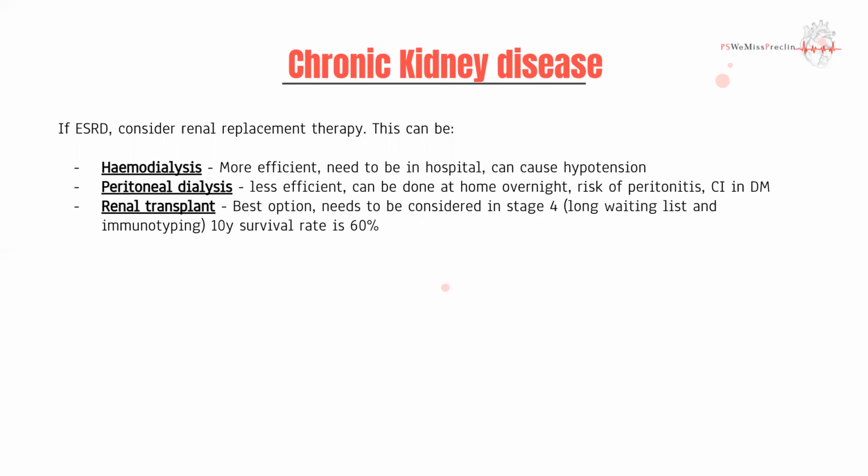Lastly, we have renal transplants, which are the best option, obviously very hard to organize, and they need to be considered in stage 4 because there's a long waiting list and immunotyping, and you have to undergo a whole bunch of testing for different compatibility markers, serology, and so forth. So we try to plan this as far ahead as possible if we can. And the 10-year survival rate for renal transplant is 60%, which is relatively good considering that most of CKD does present in older age groups.